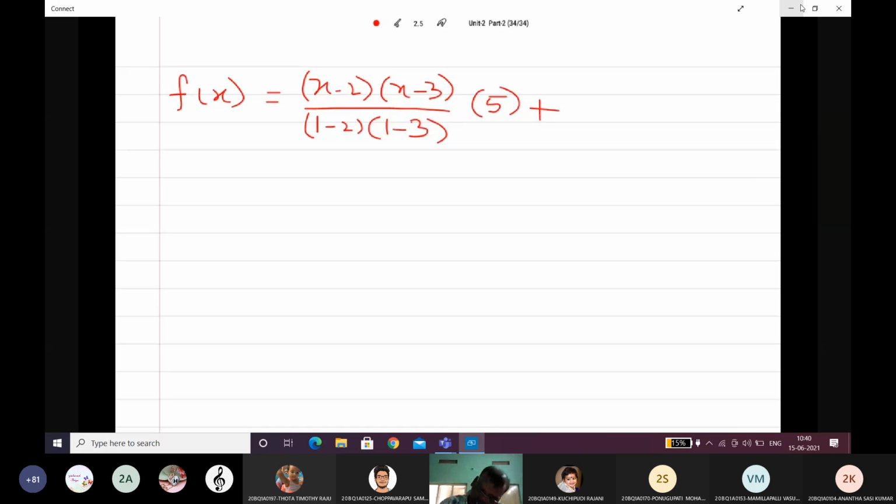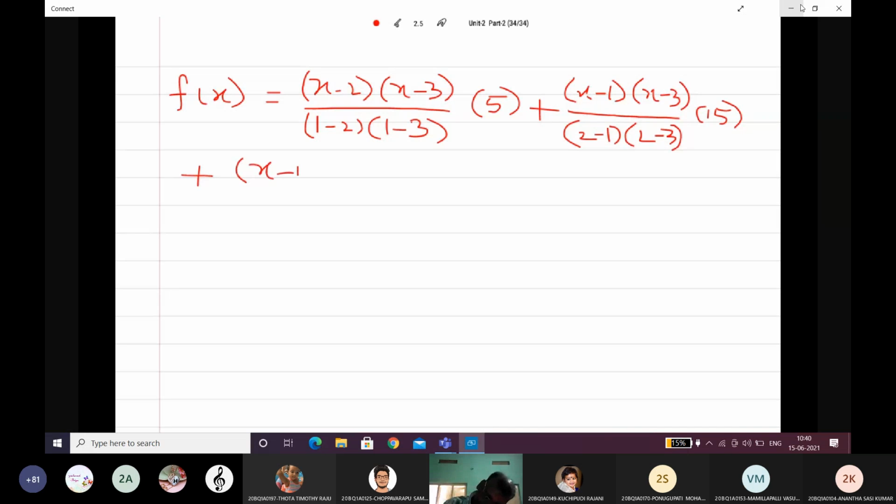Plus second one, x minus 1, x minus 3 by 2 minus 1, 2 minus 3, y1. y1 is equal to 15. Plus x minus 1, x minus 2 by 3 minus 1, 3 minus 2 into 31.